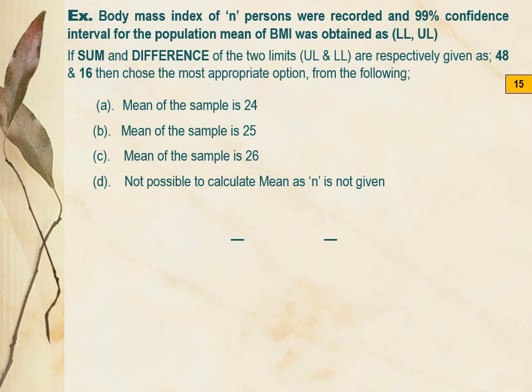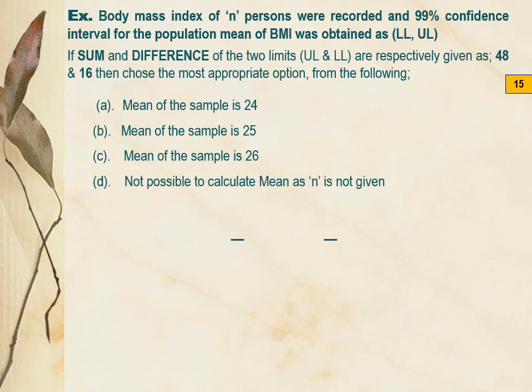Okay. Slide number 15. One MCQ has been given here. BMI of n persons were recorded and a 99% confidence interval for the population mean of BMI was obtained as lower limit and upper limit. The values are not given. If the sum and difference of the two limits, upper limit and lower limit, are respectively given as 48 and 16, then choose the most appropriate option from the following. It is about the mean.